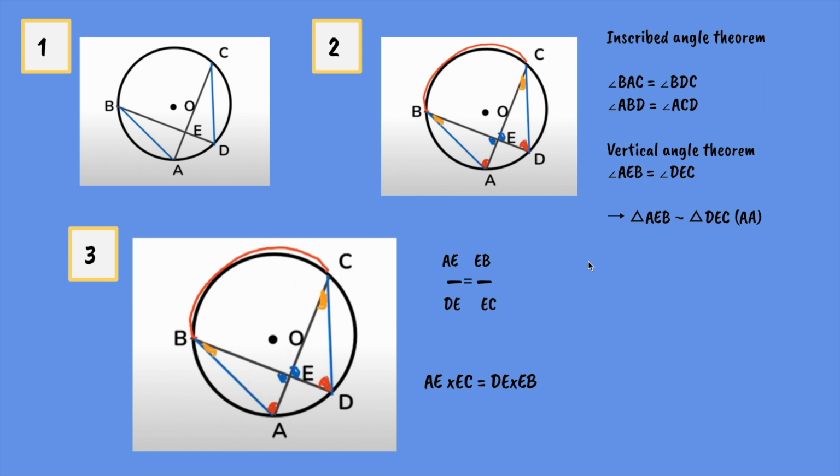If two triangles are similar, we can make a formula with the corresponding parts of the triangles. Based on this formula, we can figure out that AE multiply EC will be equal to DE multiply EB, which is the formula of the chord-chord power theorem. So just remember this X shape.